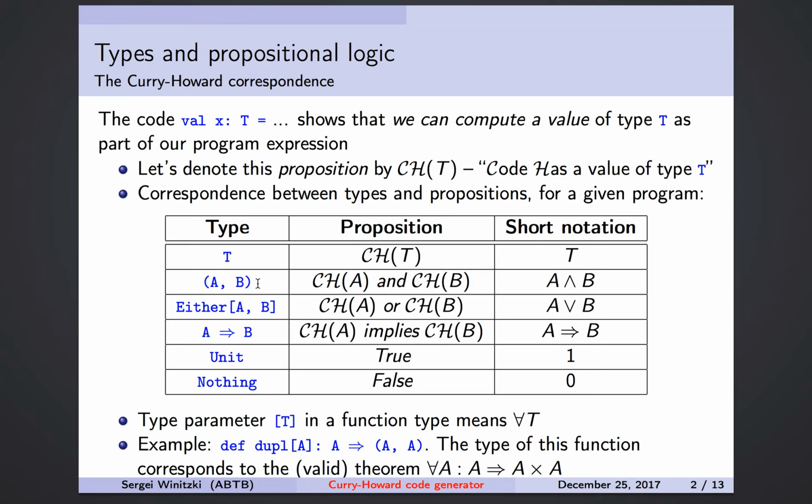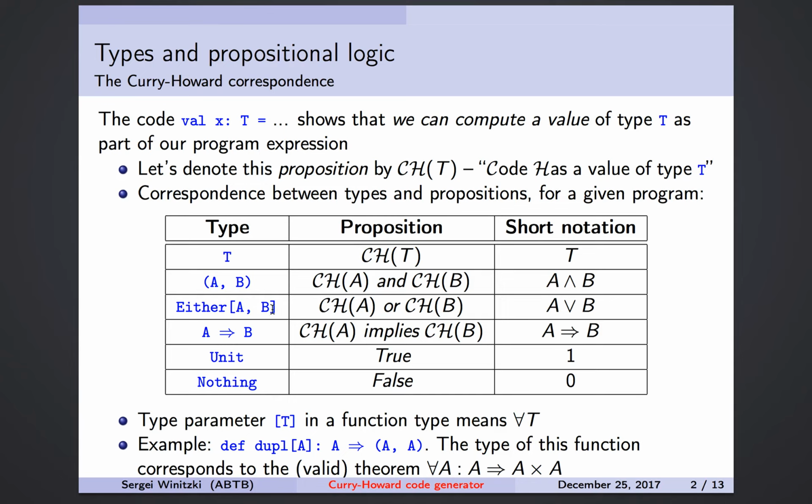Consider this, for instance. This is a tuple of a and b. If we are able to compute a value of type tuple a b, it means certainly we have computed a value of type a, and also we have computed a value of type b. So on the logical side, it means we have ch of a, and also we have ch of b. So in the logical notation, this would be a conjunction of propositions a and b. Now in the short notation, I will just write a instead of ch of a for brevity. So this would be conjunction.